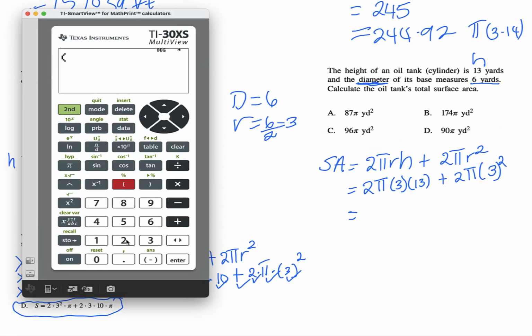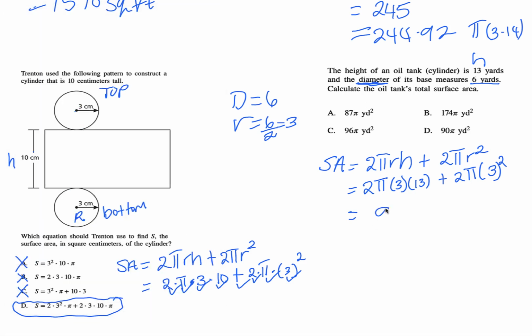So open my parentheses, 2 times pi times 3 times 13, close that, plus 2 times pi times 3 squared. Close my parentheses, and when I hit enter, notice my answer is 96 pi. So because they want their answer in pi, your answer is C.